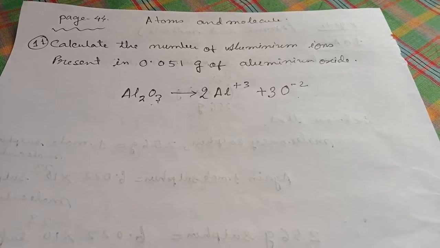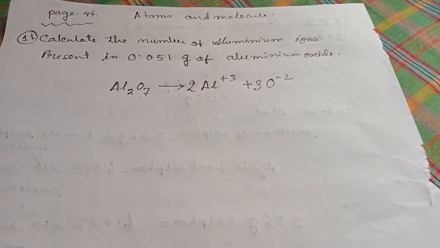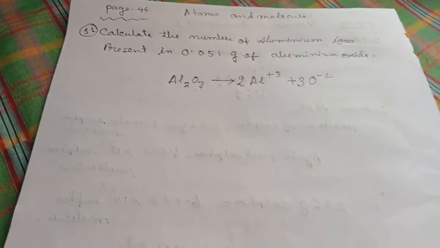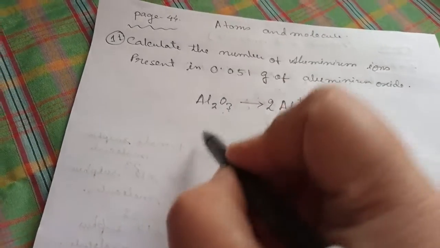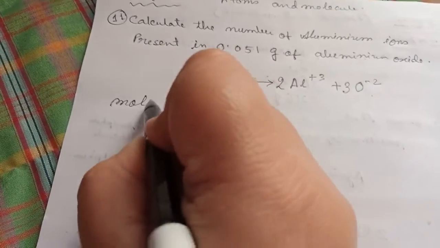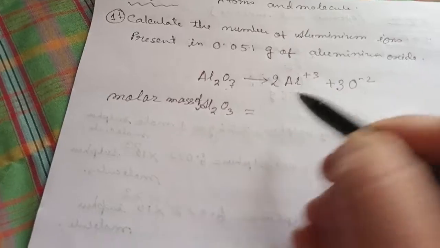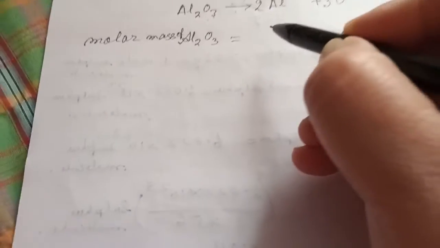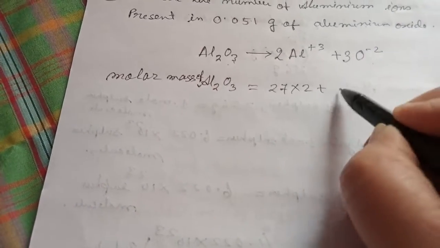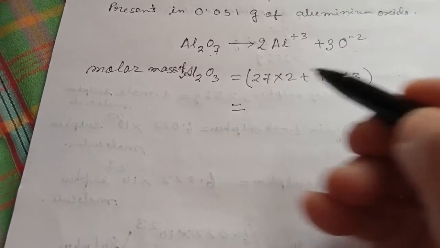Now I am reading the question again: calculate the number of aluminium ions present in 0.051 gram of aluminium oxide. First of all, we have to find the molar mass of aluminium oxide. What will it be? The atomic mass of aluminium, given in your book already, is 27. So it will be 27 multiplied by 2 plus oxygen 16 multiplied by 3.